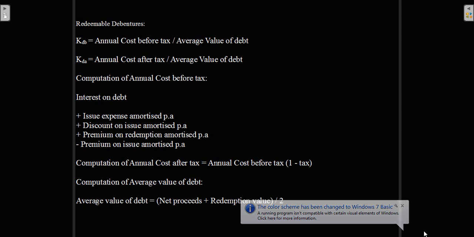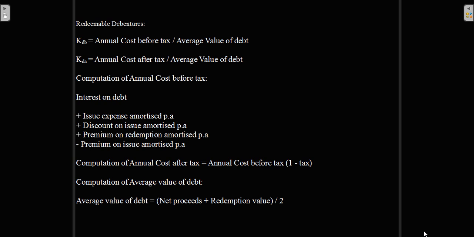Hello everybody. In this video we will be discussing a couple of problems on redeemable debentures. Redeemable debt refers to the debt which is repayable after a stipulated period, say 5 years or 7 years or 10 years. The cost of this debt can be determined using the following formula.